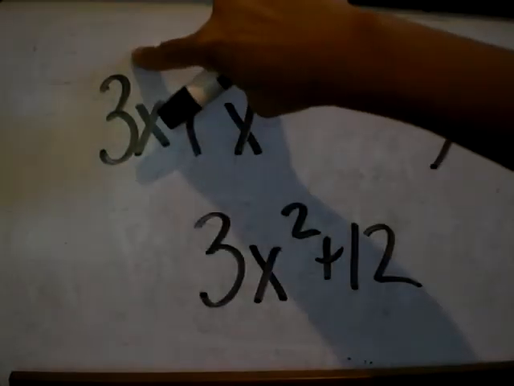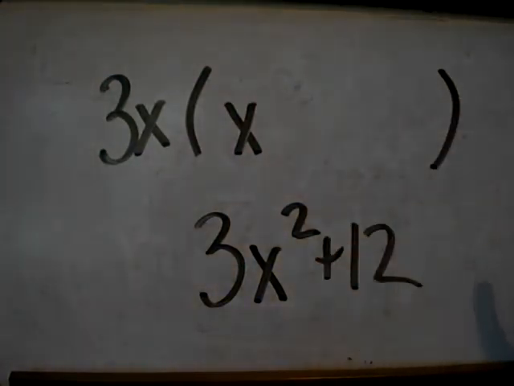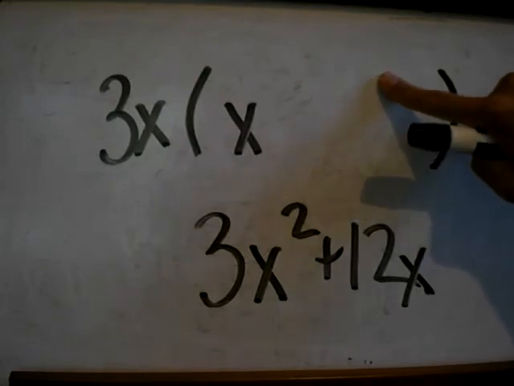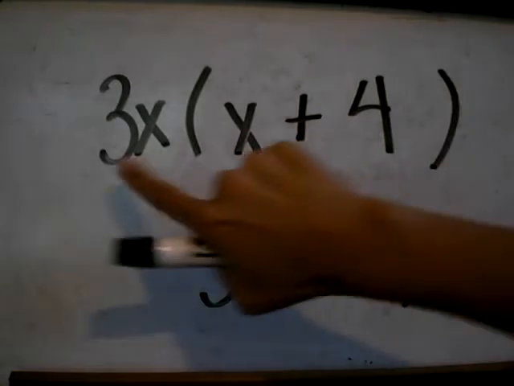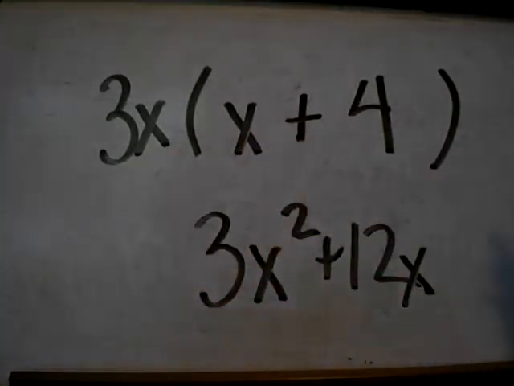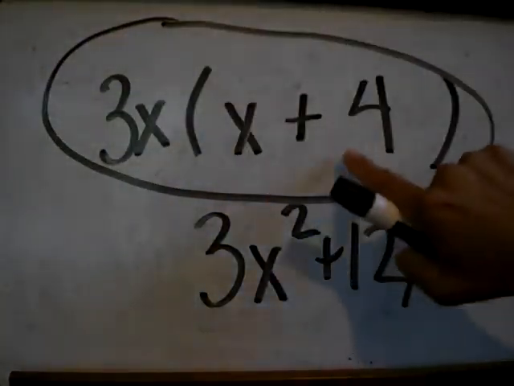Now 3x times what will give us 12? I'm sorry, 12x. Our original problem was 12x. My apologies. So 3x times what will give us 12x? Well, it is 4. You can double check: 3x times 4 equals 12x. So we have just factored this polynomial.